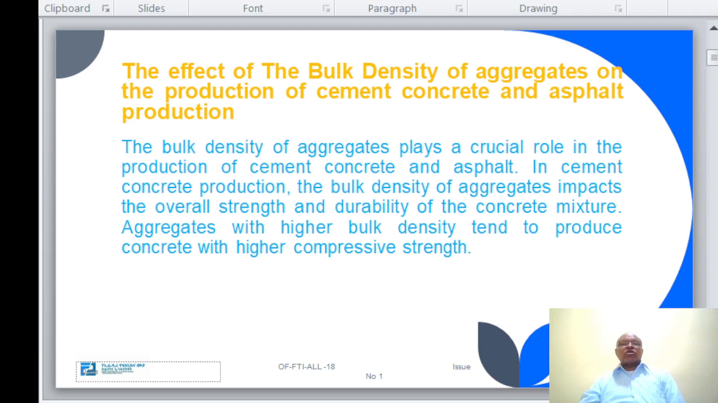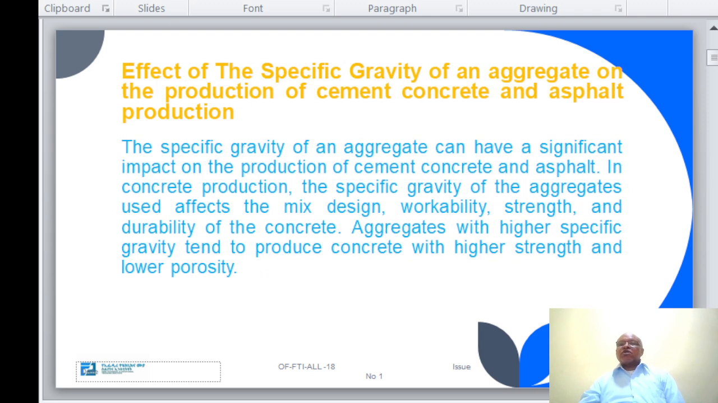Now let us proceed to the effect of specific gravity of an aggregate on the production of cement, concrete, and asphalt production. The specific gravity of an aggregate is an essential and important factor that influences the properties of both concrete and asphalt mixtures.